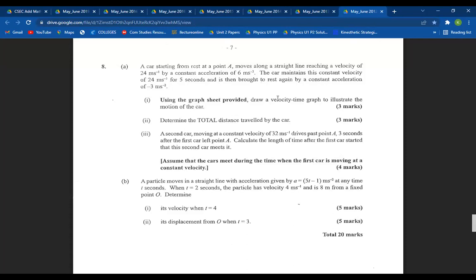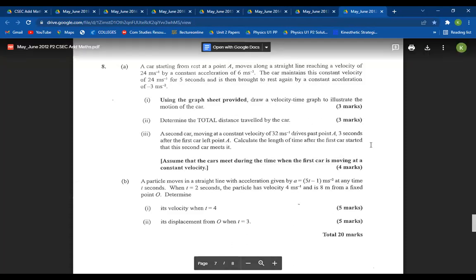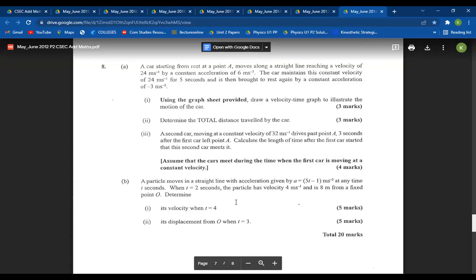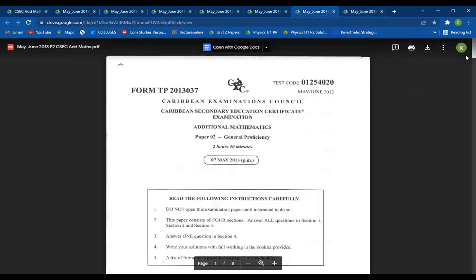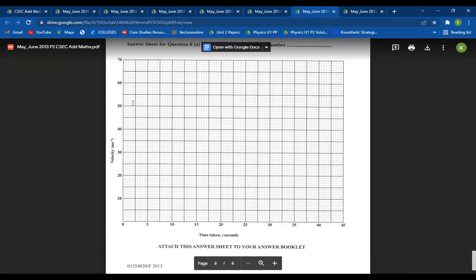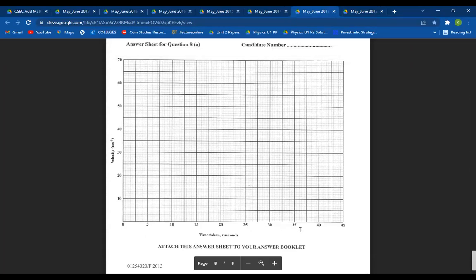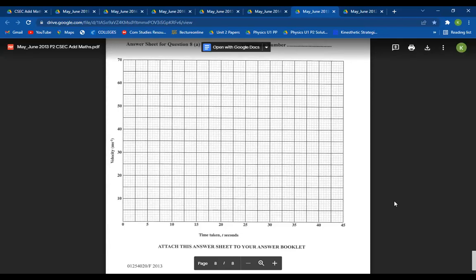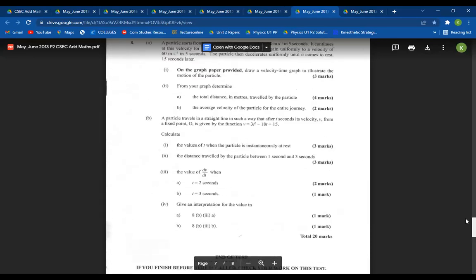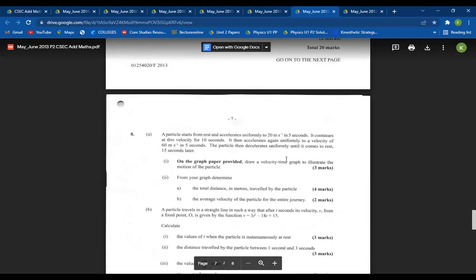So the total distance traveled by the car, the length of time. And this is actually where differentiation and integration comes in. But we're not there yet. We're dealing with this. Again, for this paper, all right, see, they actually give you the graph sheet. They give you the scale, and you are required to use the information that they gave you and plot your graph. See velocity time. Then from your graph, you need to determine different things.